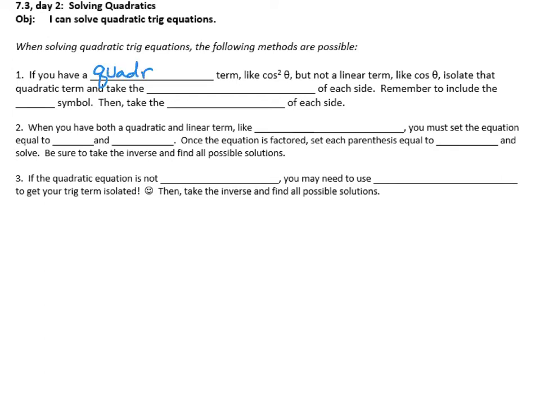we are going to specifically look at trig equations that may take the form of a quadratic or have a quadratic term like cosine squared theta. If you notice that's the case and it doesn't have a linear term, like a cosine of theta, a trig function but no squared term, you would want to isolate your quadratic term and then take the square root.